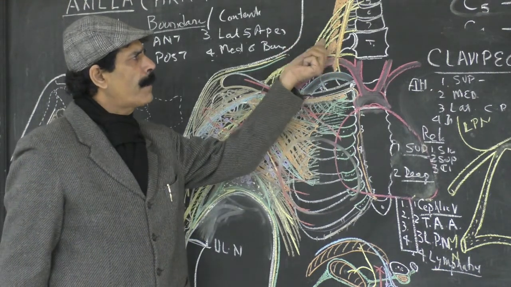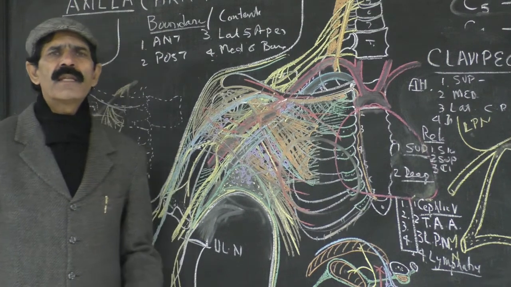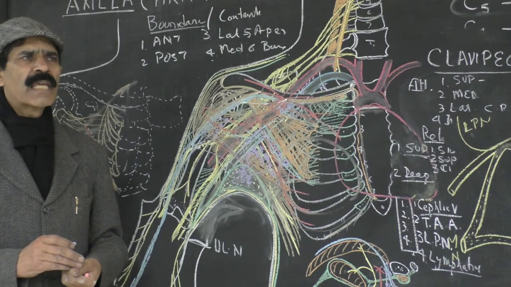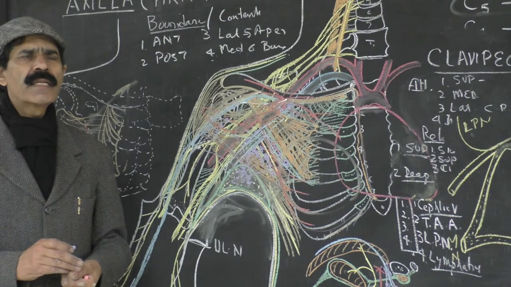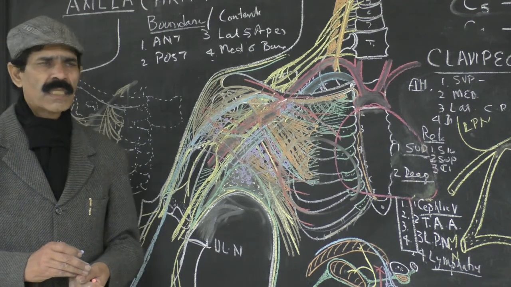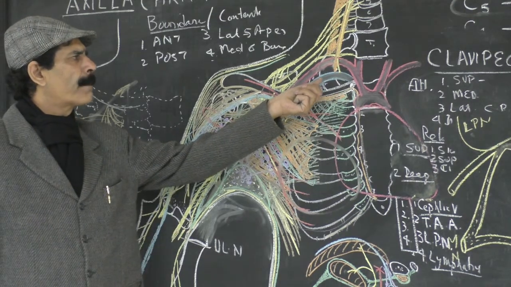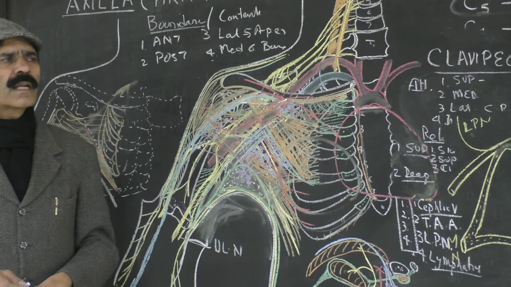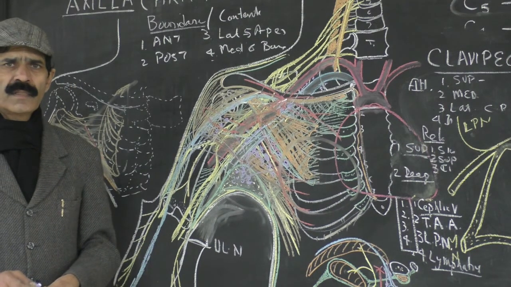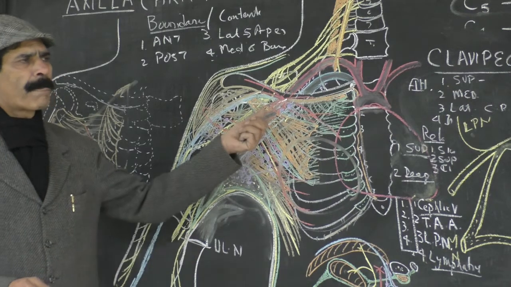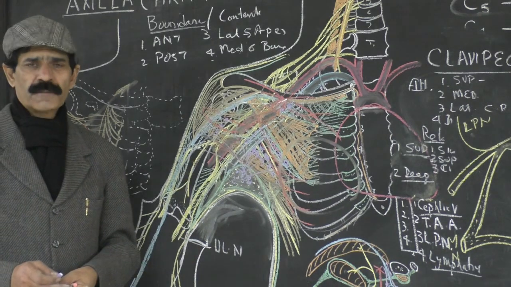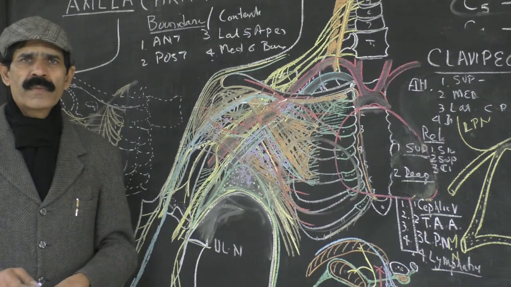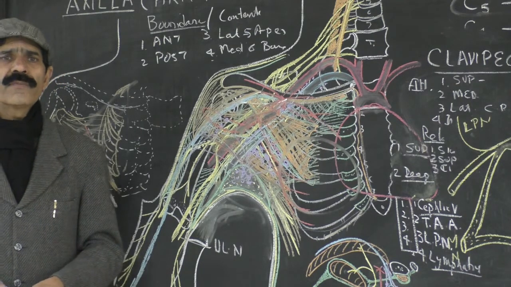On the right and left side, there are the deep cervical lymph nodes, jugulodigastric and jugulo-omohyoid. A duct starts from them, and this duct is called the right cervical lymphatic duct. This duct will open into the subclavian vein at the junction of the internal jugular and the subclavian. On the left side, the thoracic duct is there. This thoracic duct will open into the junction, where lies a single lymph node that is called the virchow lymph node.